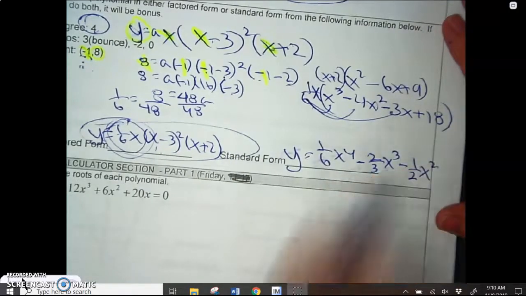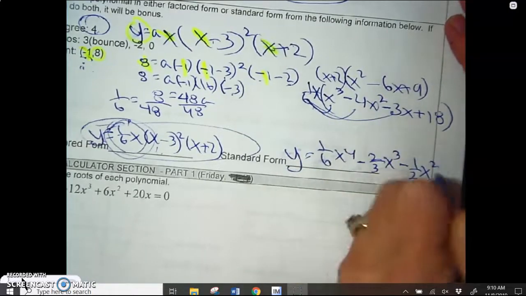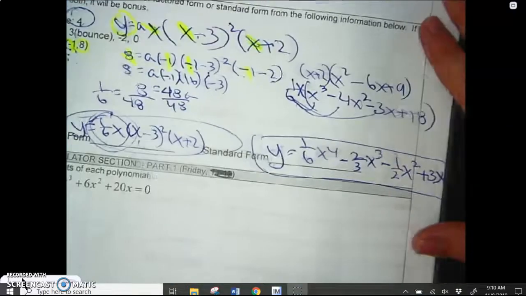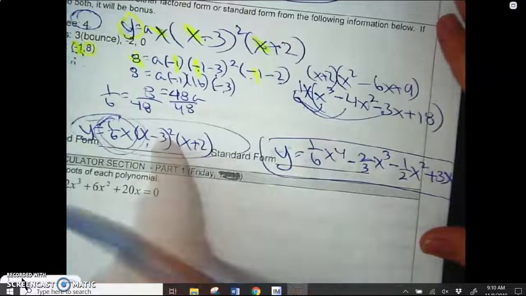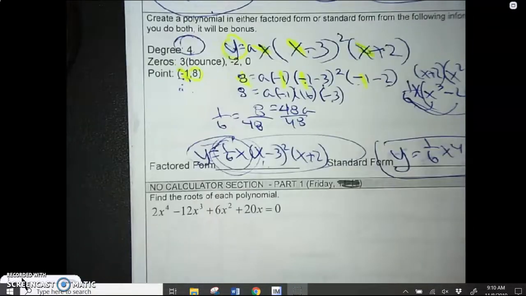If you don't simplify it, you're right, you won't get full credit, especially when you know how to do it in the calculator. 1/6 times 18 is 3x. Again, if I have a lot of time on my hands, I will graph this, and make sure they're on top of each other. All right, so that's the calculator section.